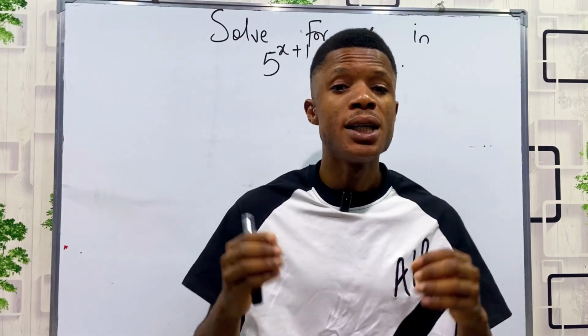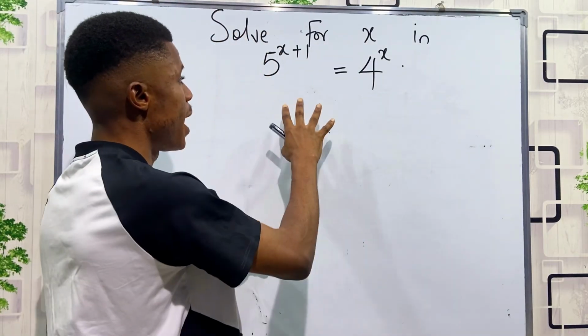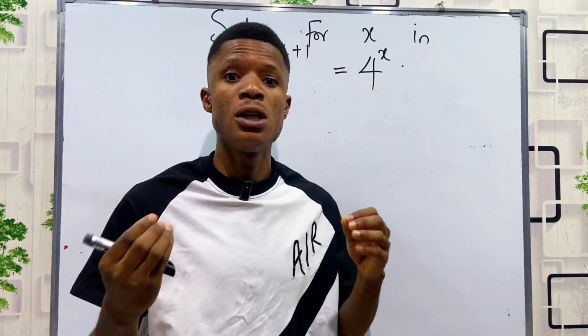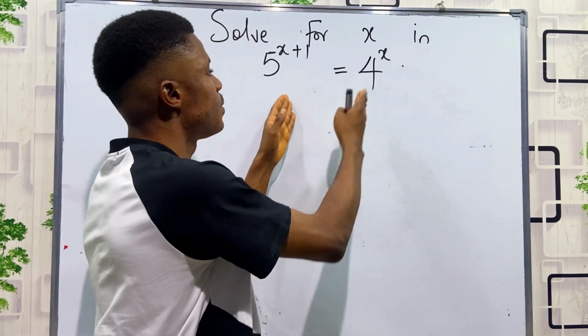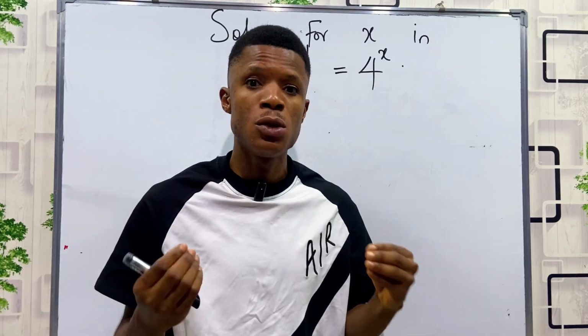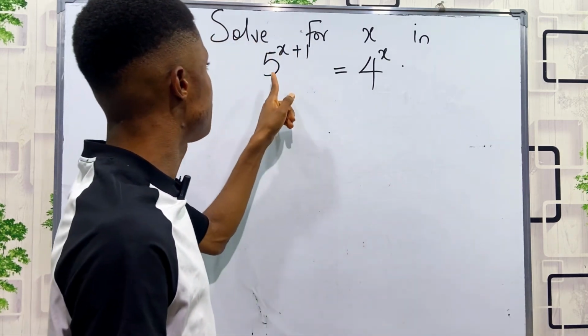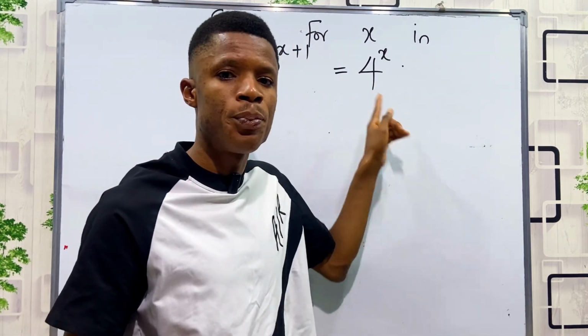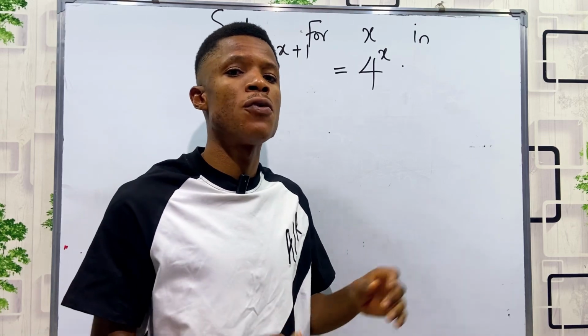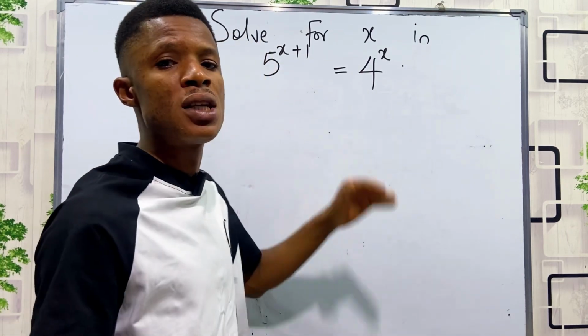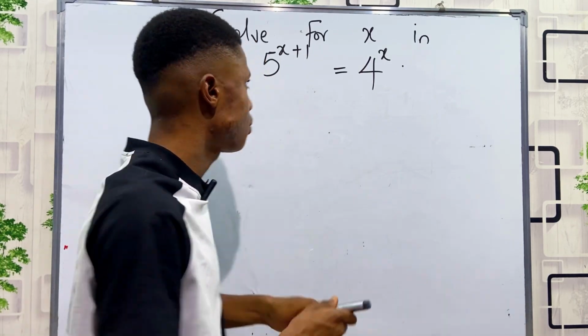Do you know that we can actually find the value of x in this type of exponential equation where the left and the right hand side of the exponential equation cannot be expressed in the same term? The base here is 5 and the base here is 4. For us to do this, we first of all break this term down using the laws of indices.